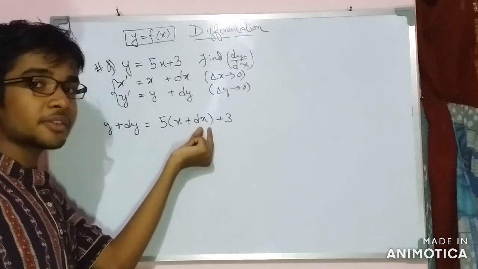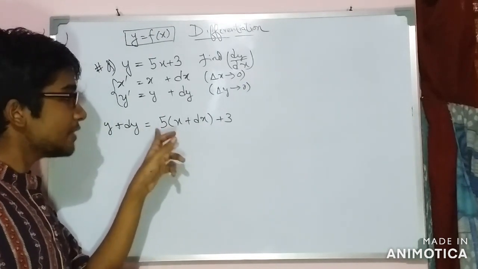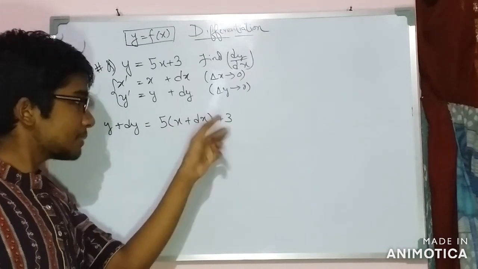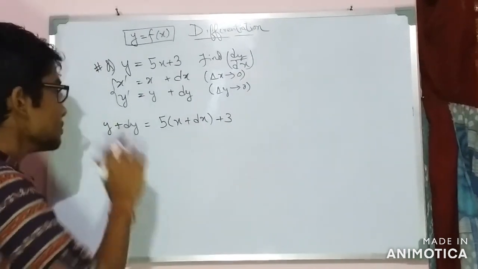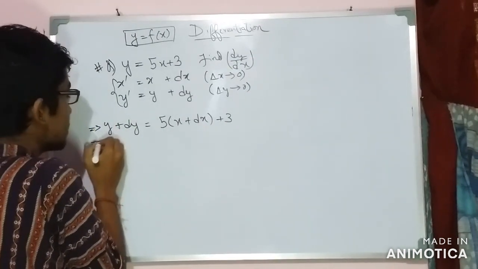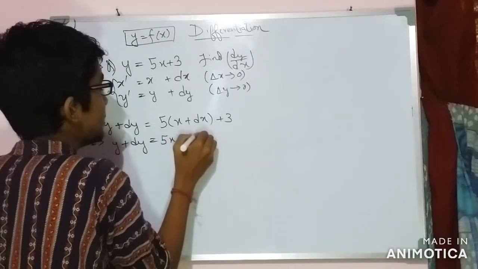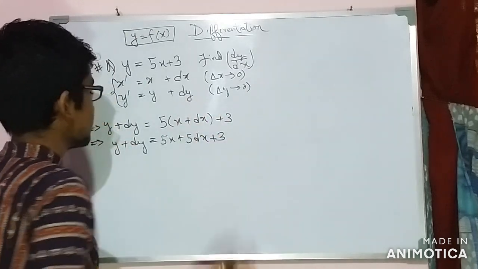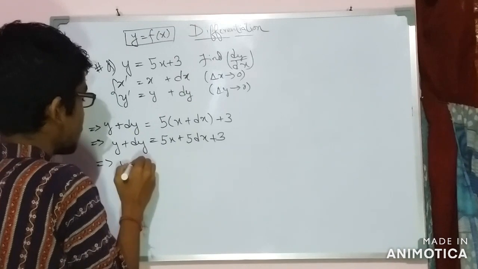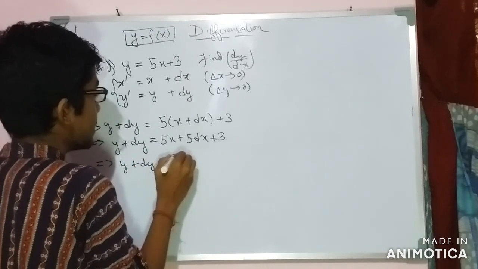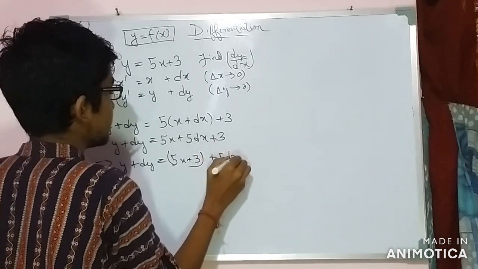So the change in x is dx and the corresponding change in y is dy. So y plus dy, the final value of y, is equal to 5 times the final value of x plus 3. Now let's solve the equation further. y plus dy is equal to 5x plus 5 dx plus 3, right? Let us do one more step. y plus dy is equal to 5x plus 3 plus 5 dx.